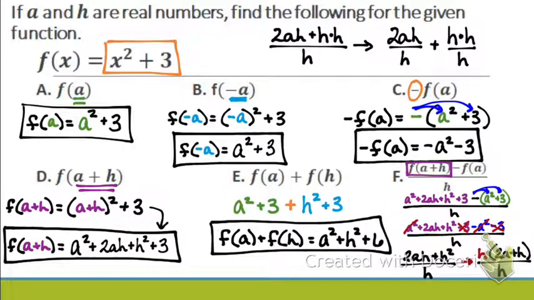Now I can cancel. This h on the outside is being multiplied to my factor. There are no addition or subtraction signs with that h out there. I can cancel that with my denominator. So 2a plus h is how this would fully simplify. That was a fantastic discussion about that piece.